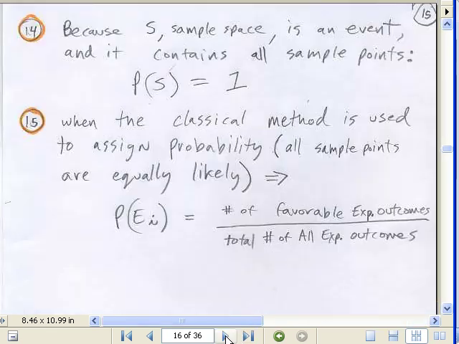All right, next page. This probably is self-evident, but S, that's the sample space, right? The probability of S, the sample space, oh yeah, it's always going to be 1. Also, we already mentioned this one, but the classical method is used to assign probabilities when all the sample points are equally likely. That's why you can just say the number of favorable experimental outcomes, in our case getting 2 heads in 3 tries, so there were 3 of them, divided by the total number of all the experimental outcomes, 8. That is for classical probability only.